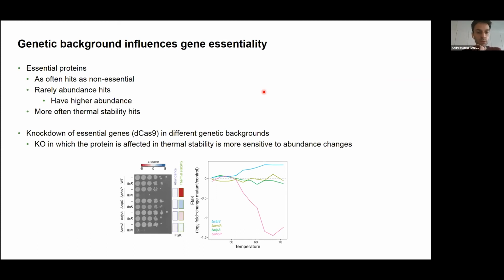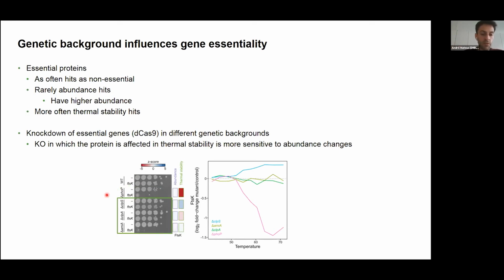So to study this a bit further, we tried to knock down a couple of essential genes using that Cas9 version, and we did this in diverse genetic backgrounds. So I'll show you one example today, which is FTSK, a protein involved in cell division. When we knock down the levels of this protein in wild-type cells, you can see that the cells can cope with a certain downregulation of the gene compared to the control. However, if we do the same exercise in a mutant where this protein is massively thermally destabilized, you can see that the cells can no longer tolerate this downregulation.